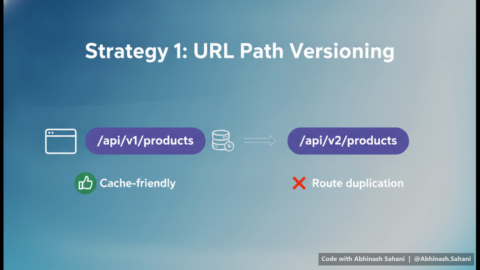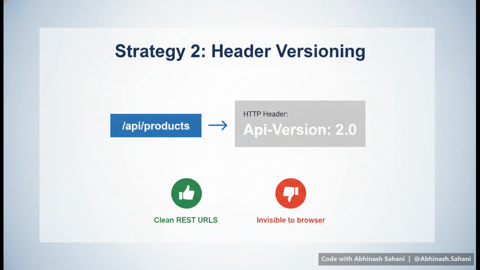Strategy 1 is URL path versioning. The version lives right in the route, /api/v1/products, versus /api/v2/products. It's highly visible, and because the URL itself changes, it's cache-friendly by default. Different URL means a different cache key. The trade-off is route duplication. You end up with a separate controller for every version. This is the go-to choice for public APIs, partner integrations, and anywhere discoverability really matters.